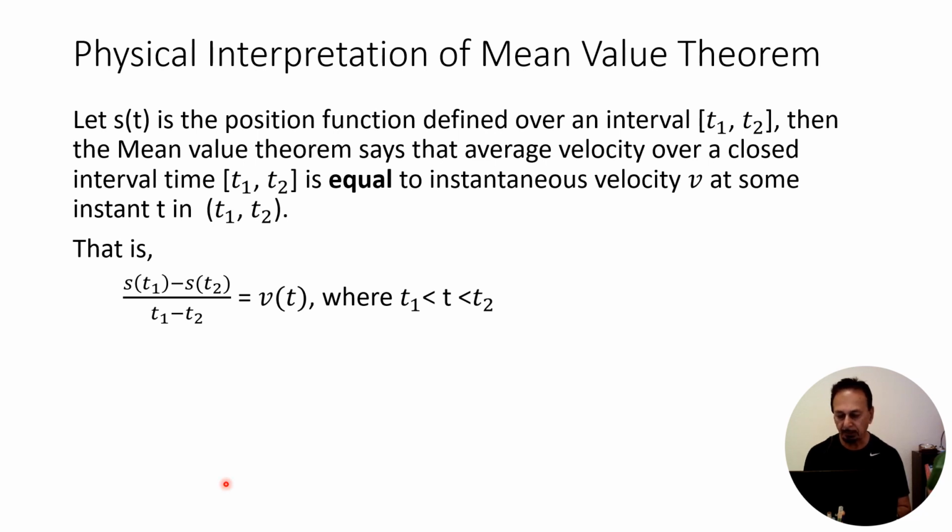Physical interpretation of the mean value theorem. Let s of t be the position function defined over an interval t1, t2. Then the mean value theorem says that the average velocity over the closed time interval t1, t2 is equal to the instantaneous velocity v at some instant t in the open interval t1, t2. Mathematically, we can say s of t1 minus s of t2 over t1 minus t2 is equal to the instantaneous velocity v of t, where t1 is less than t and t is less than t2.